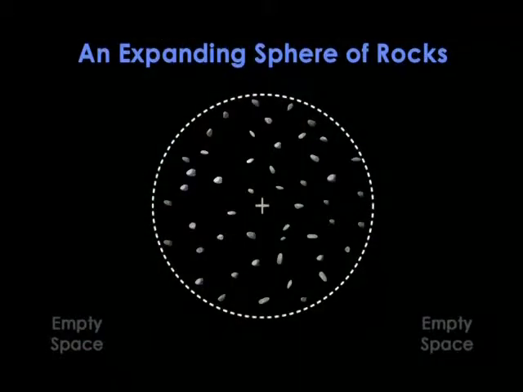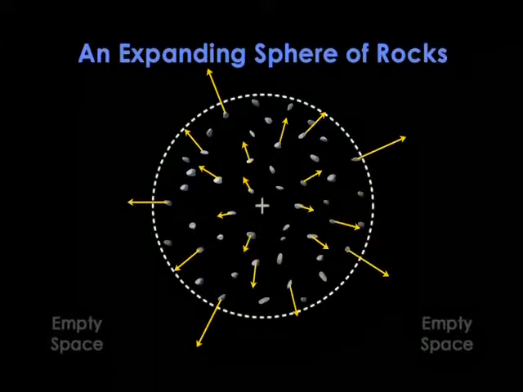So here's our toy model. Way out, far from anywhere, imagine we have a sphere containing rocks uniformly spread about. Let's also carefully arrange for these rocks to be moving away from the centre with a speed that is proportional to their distance from the centre, like these little arrows.